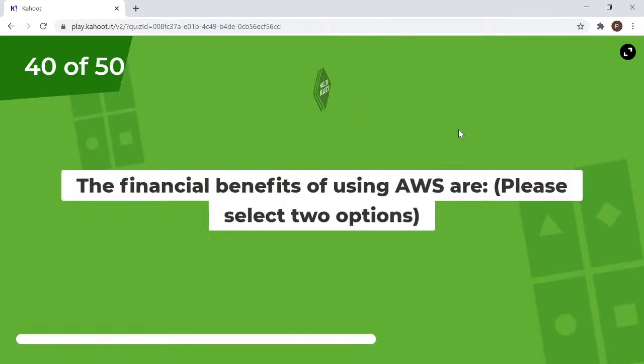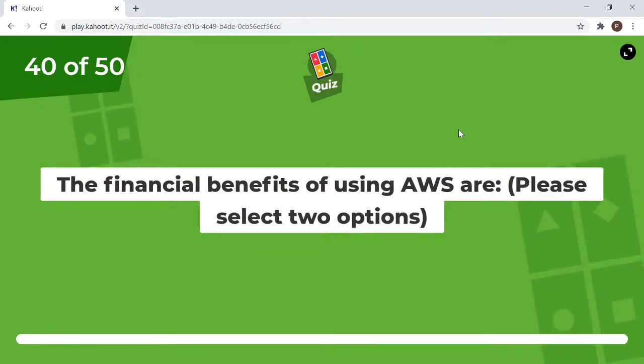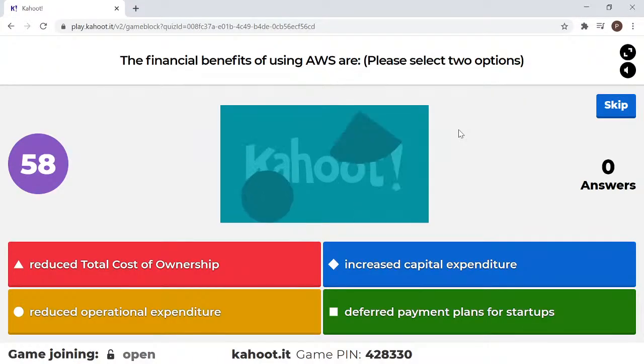And this again is a multi-select question, so do select two options. The financial benefits of using AWS are: reduced total cost of ownership, increased capital expenditure, reduced operational expenditure, deferred payment plans for startups.